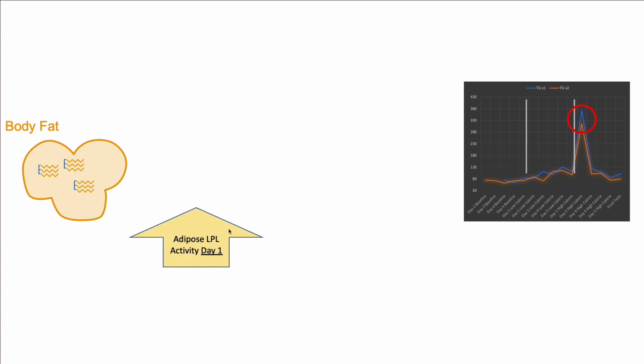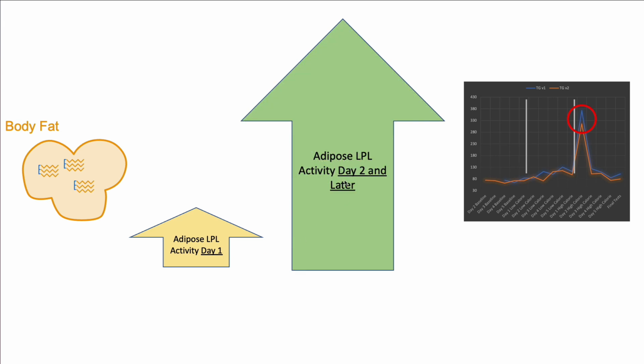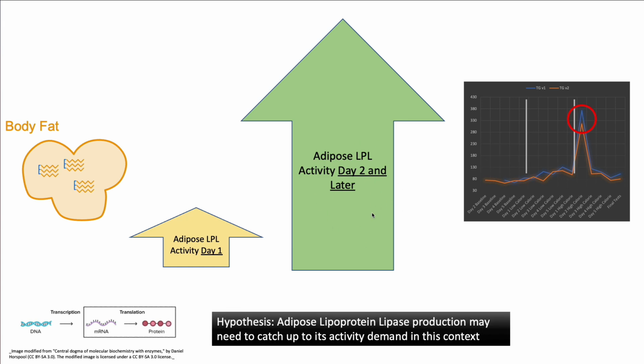I think if this arrow, whatever this amount is for adipose LPL activity, this would be day 1. Then I think this is closer to what day 2 and later looks like. A substantial increase. Because basically what I think, to keep it simple, is I think adipose lipoprotein lipase production, we have to produce this enzyme. It may need to catch up to its activity demand in this context.